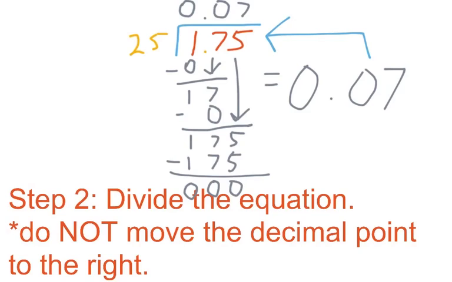So remember to bring the decimal straight up if you're not dividing by a number with a decimal in it, and then just make sure you divide accurately.